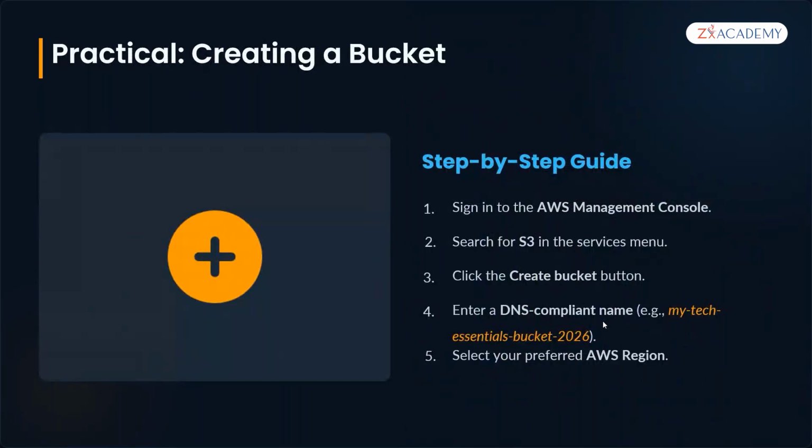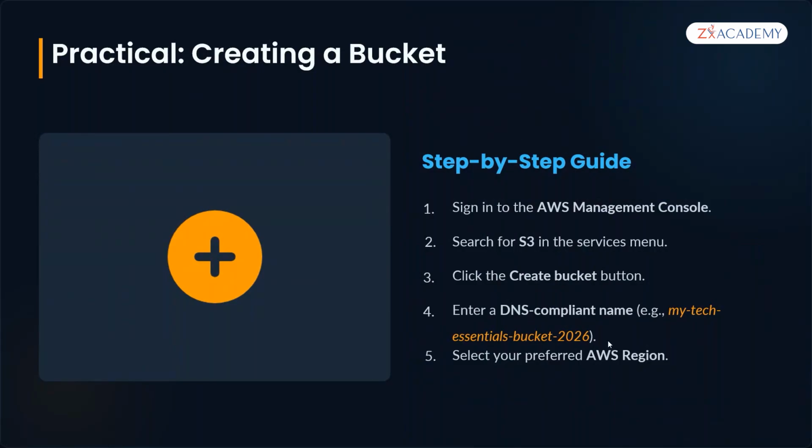So let's practically see how we can create these buckets. So step by step are given right here. First you need to log in. You need to get into S3. You need to click on create bucket. So enter a DNS compatible name. Now this is your bucket name that you need to choose.